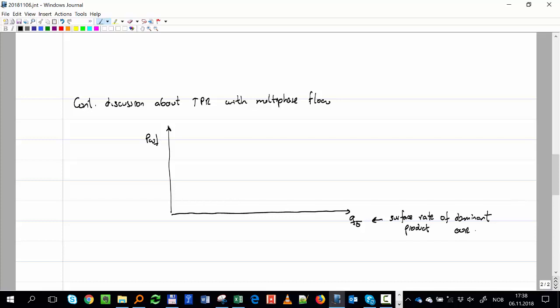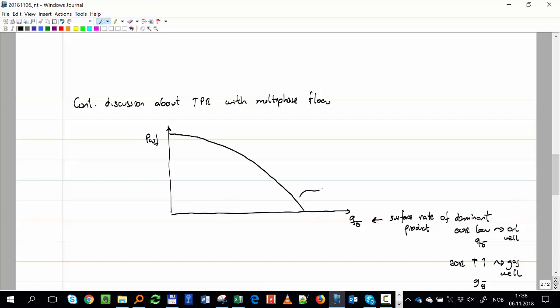If the GOR is low, then this is an oil well, and then you should use QO. But if the GOR is very, very high, then this is probably a gas well, and you should make the plot in terms of QG. Okay, but it's essentially the same procedure. So we have our IPR.